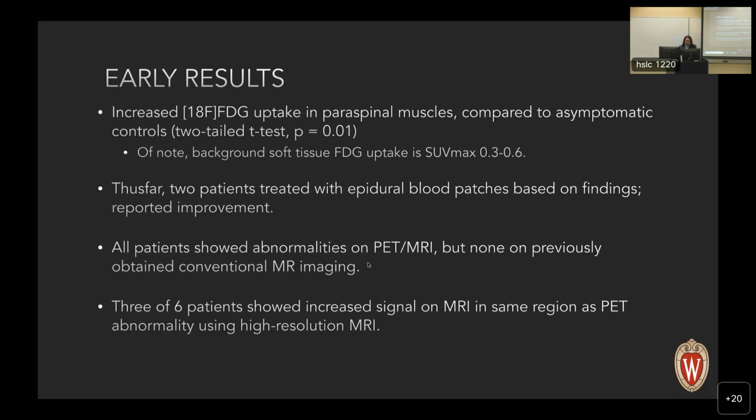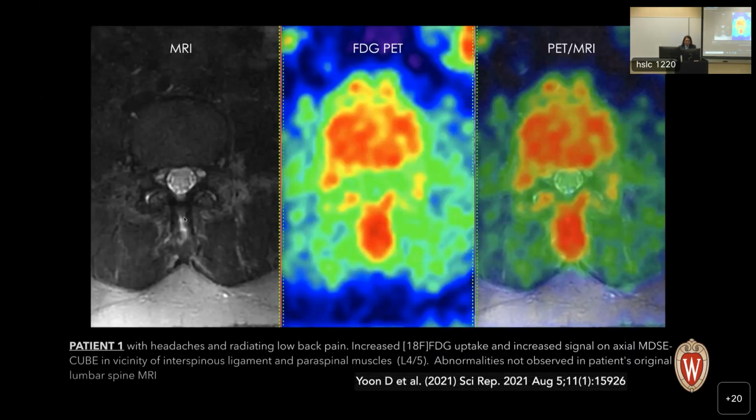What was also interesting is all the patients showed abnormalities on PET-MR, but none of the conventional imaging done prior to the PET-MR showed any abnormalities. And then 3 of the 6 patients on the MR that we employed, which is a little bit higher resolution and arguably a little more sensitive for edema, saw positive findings on the MR we performed, in addition to the 6 that were seen on PET.